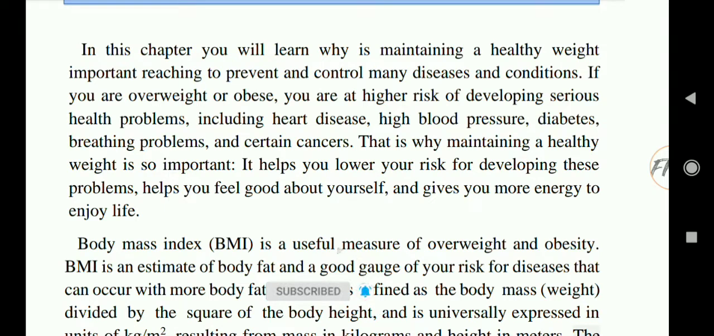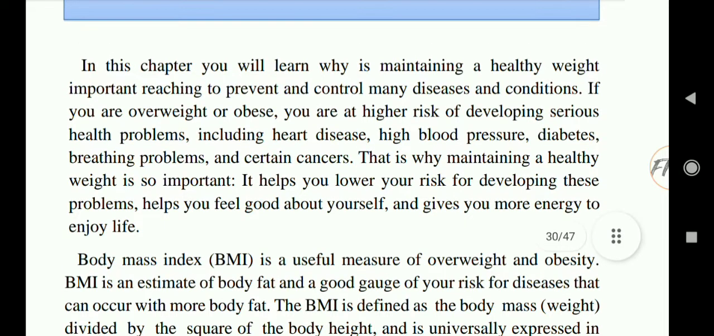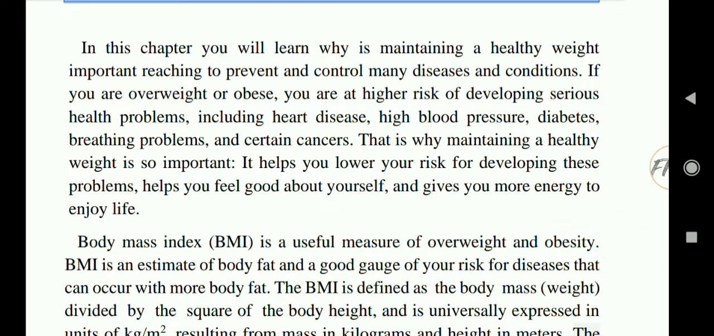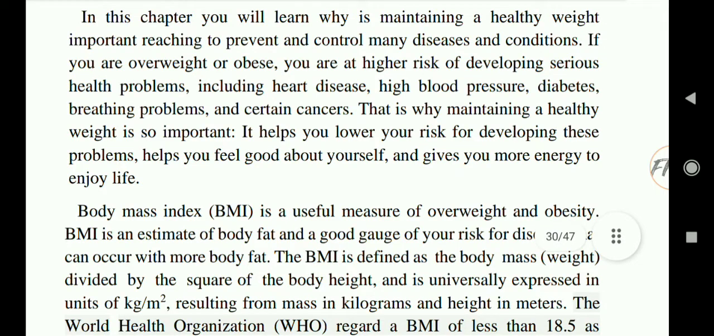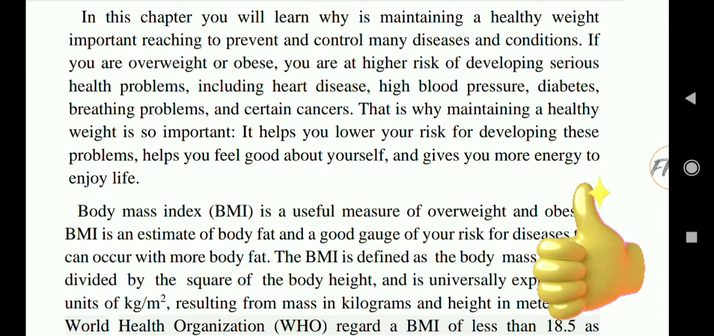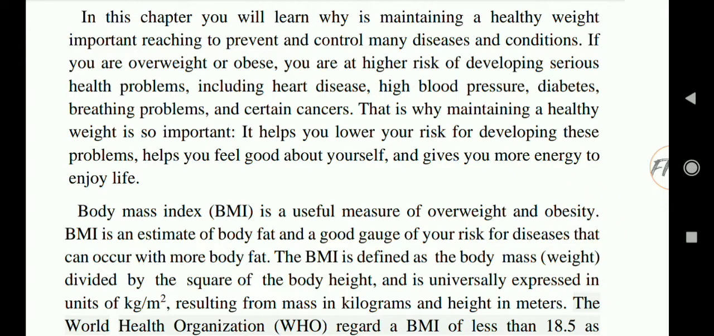So in this chapter we will mainly focus on how to prevent many harmful diseases like high blood pressure and heart diseases, which are nowadays very common. This is why maintaining a healthy weight is so important. It helps you lower your risk of developing these problems, helps you to feel good about yourself, and gives you more energy to enjoy life. So this will help us to enjoy our life and reduce the risk of death and the effects of those diseases.